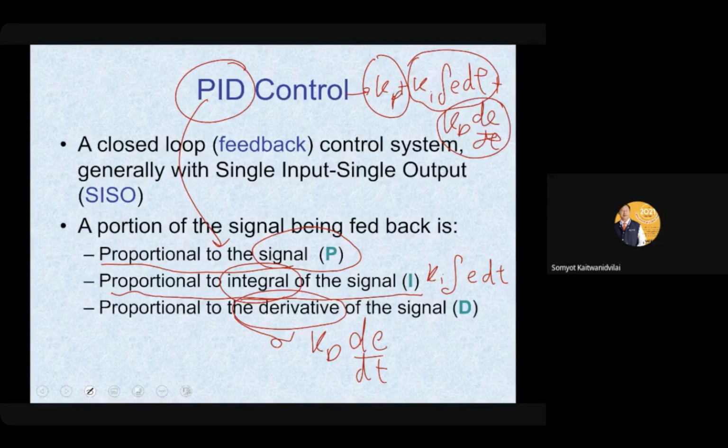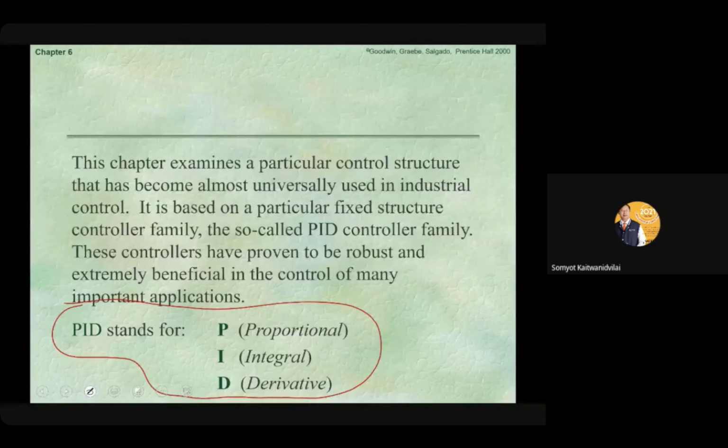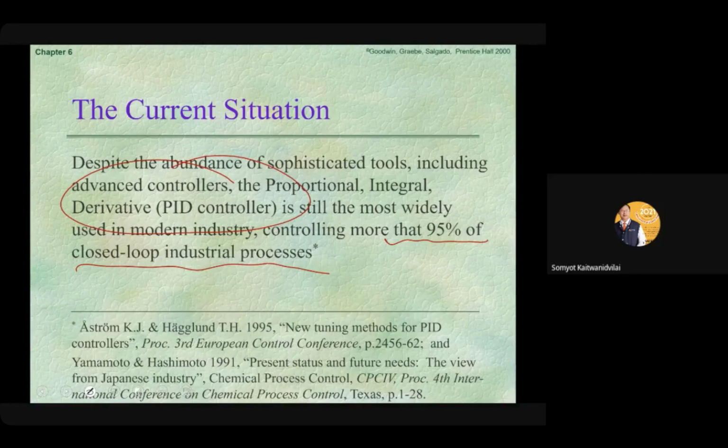Okay, and first you can know what PID stands for. PID was published back in 1922, and the PID concept originated from then. Now it is used in industry, and more than 95% of closed loop industrial processes are controlled by PID. So that's why we can say it is a very good controller structure.